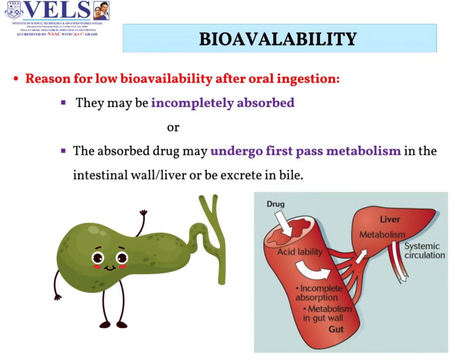The two main reasons for low bioavailability after oral ingestion are that the drug may be incompletely absorbed, or it may undergo first-pass metabolism in the intestinal wall or in the liver, or the drug may get excreted in the bile. First-pass metabolism is the process in which the drug gets metabolized in the liver and finally excreted before it enters the systemic circulation.